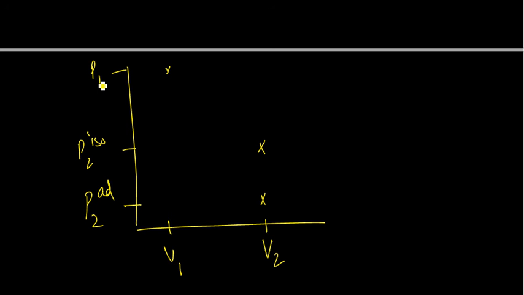So let's say that's the isothermal point and that's the adiabatic point. So we're coming to the same V2, right? We're starting with the same V1. Now that's P2 adiabatic, that's P2 isothermal, that's P1. Isothermal, adiabatic.